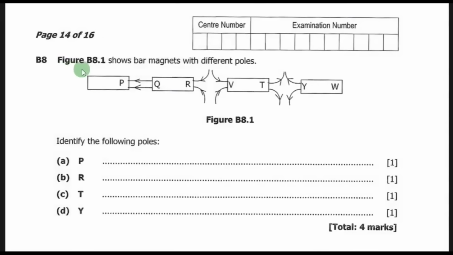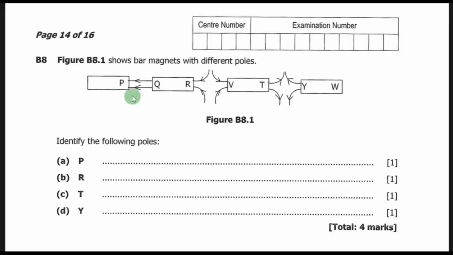B8 says figure B8.1 shows bar magnets with different poles. So we have a bar magnet here, another one here, another one here with different poles. They're saying identify the following poles: P, this one here, R, this one here, T, this one here, Y, this one here. The arrows which they have provided help us to identify the poles.